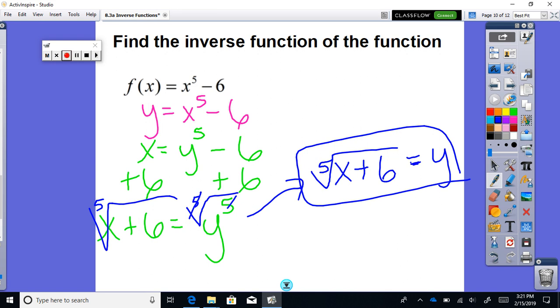Now, the 5th root is not an even root, so you don't need to worry about any negative numbers. So the domain for this one would be all real numbers. You can plug in anything you want there.